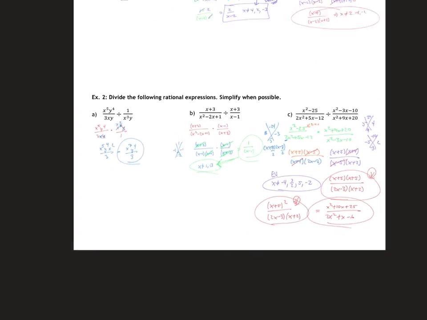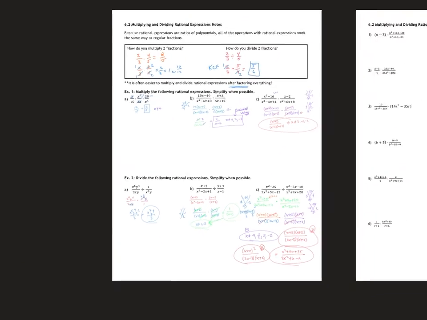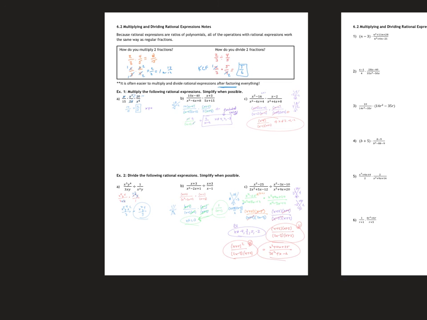So that's all multiplying and dividing is. So make sure you're factoring what you can and then canceling what you can. And don't forget your excluded values.